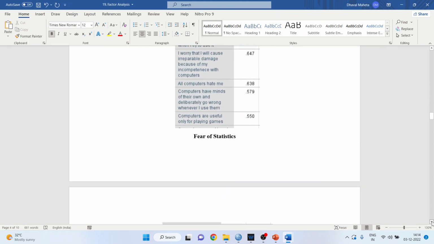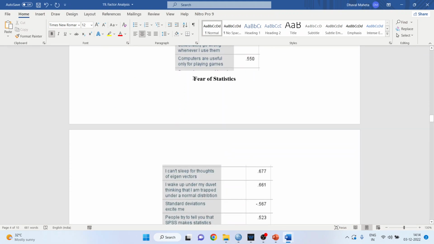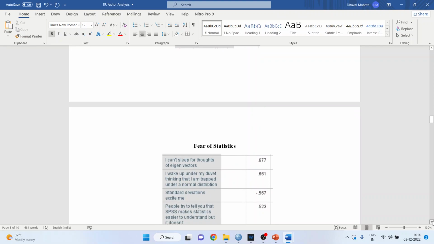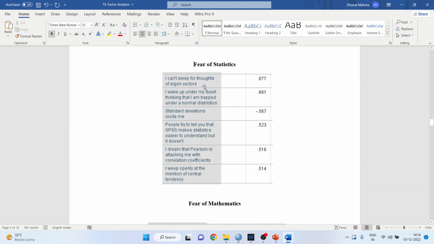Now let us see these statements. Fear of statistics. What are the statements in this? I cannot sleep for thoughts of eigenvectors. I wake up under my duvet thinking that I am trapped under the normal distribution. Standard deviations excite me. People try to tell you that SPSS makes statistics easier to understand, but it does not. I dream that Pearson is attacking me with the correlation coefficient. I weep openly at the mention of central tendency. So if you see these statements, a common name which can be given is fear of statistics. Now let us proceed further.